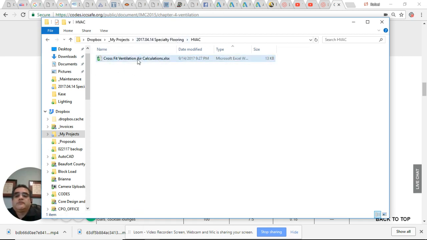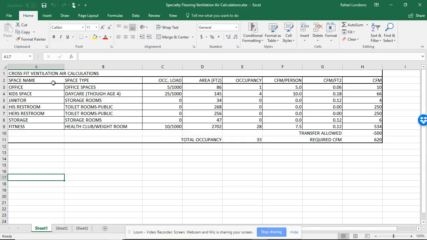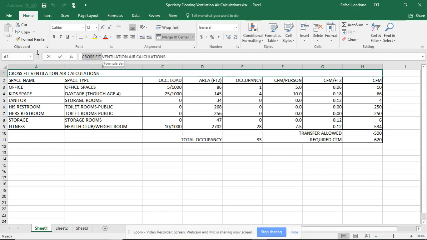And we are in specialty flooring, so I'm going to change the name of this to, instead of CrossFit ventilation, I'm going to call it specialty flooring ventilation air calculations. I'm going to open it. And when that opens, it also in here at the top of the table says CrossFit ventilation air calculations. So again, I'm going to change it to specialty flooring ventilation air calculations.